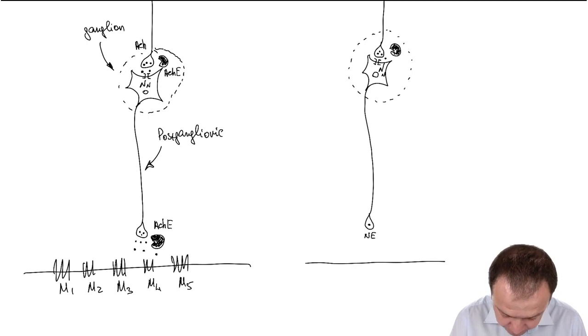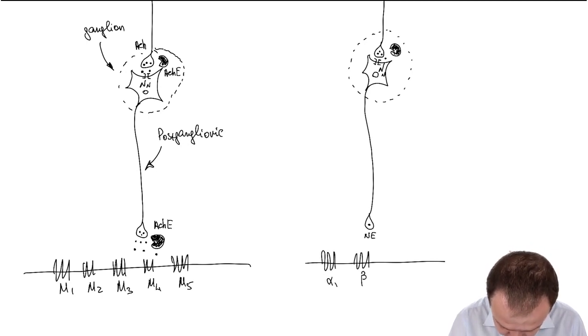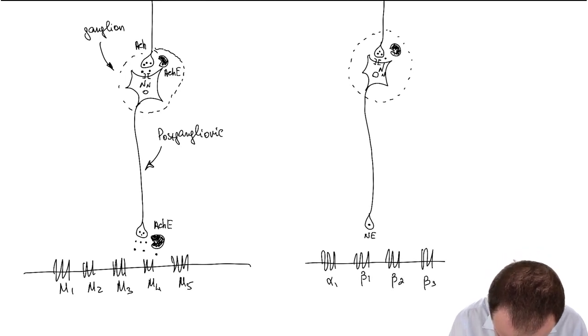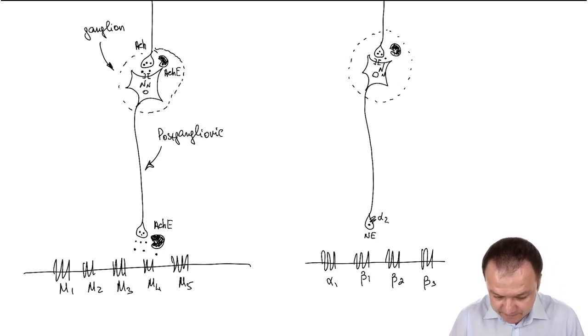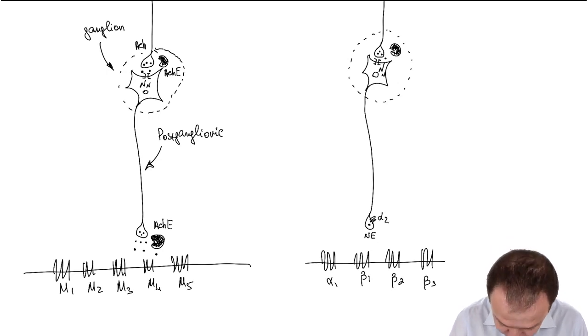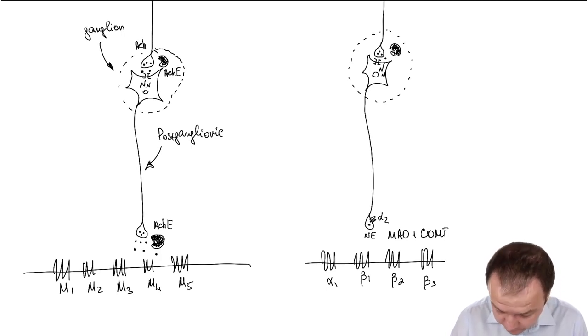norepinephrine. And this norepinephrine interacts with alpha-1, beta-1, beta-2, beta-3 receptors, and alpha-2 receptors located presynaptically. Degradation with the help of monoamine oxidase plus catechol-O-methyltransferase, and reuptake.